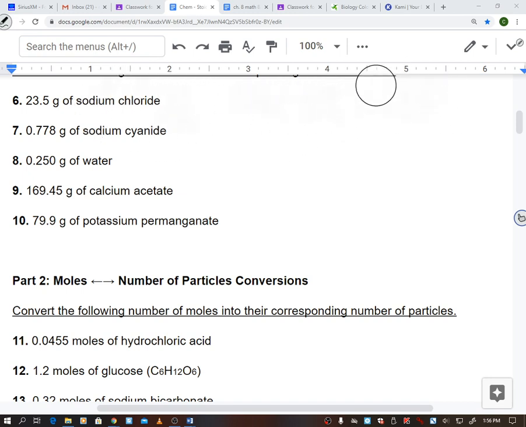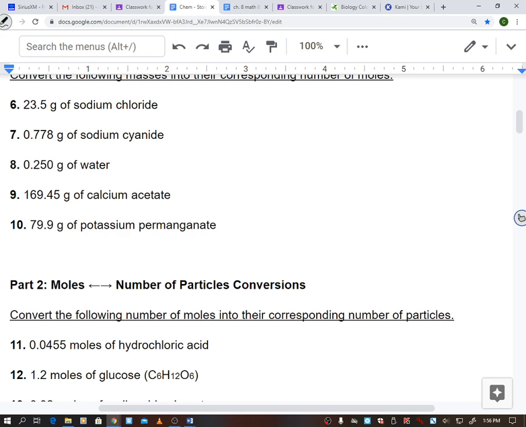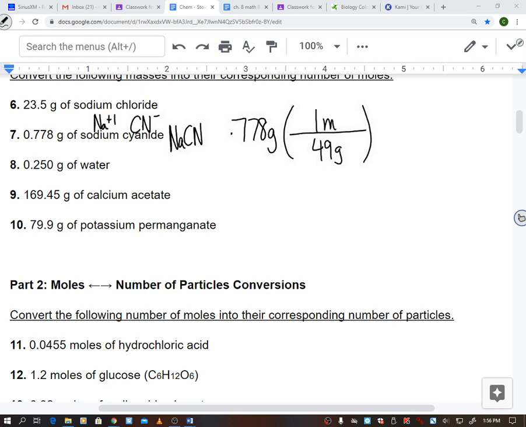All right. Let's look at sodium cyanide. So sodium is Na, it's a +1. Cyanide is CN, and it is a -1. So you just get NaCN. All right, 0.778 grams. Now when you add NaCN together, you should get 49 grams in 1 mole. So you're going to take 0.778 grams divided by 49, and that is 0.016 moles of sodium cyanide.